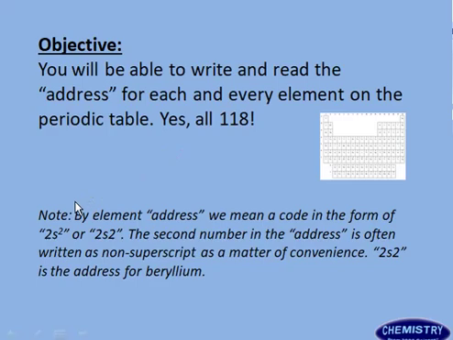Now as we head into this, when we say element address, what we are referring to is this number code. Oftentimes in this code you will see that second number written as superscript, but occasionally you will see it written in normal format just as a matter of convenience. It's not always convenient to superscript things in whatever you're working in. So 2s superscript 2 and 2s normal 2 are equivalent. They both refer to the same element address.